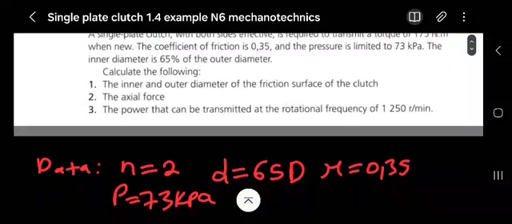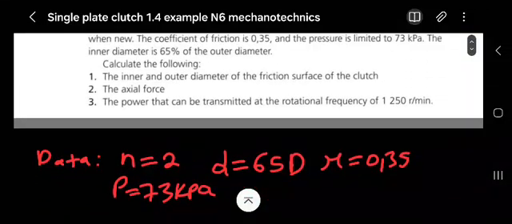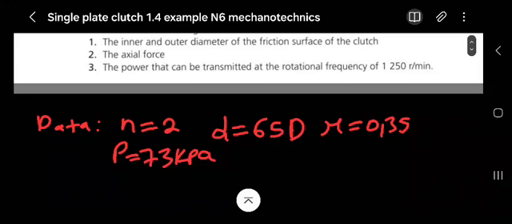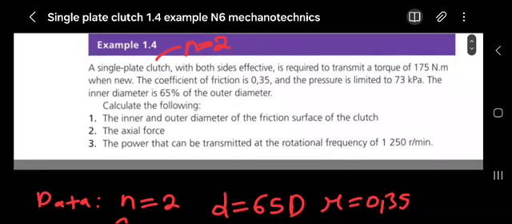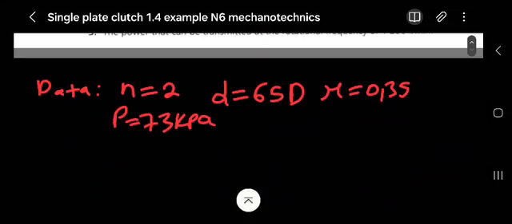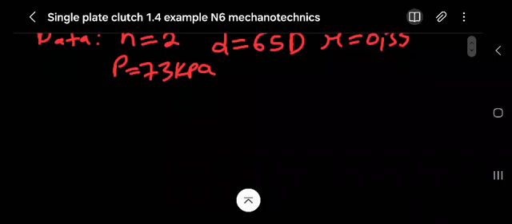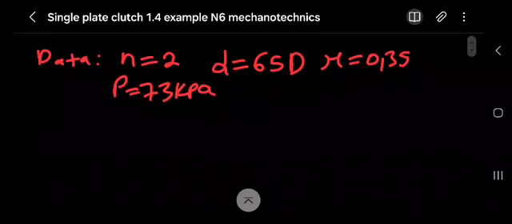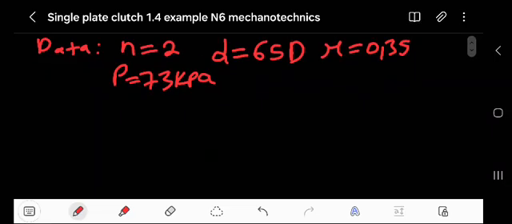Okay, it says calculate, number 1, the inner and the outer diameter of the friction surface of the clutch. So we want the inner and the outer diameter. We're supposed to find their exact values. No problem, guys.